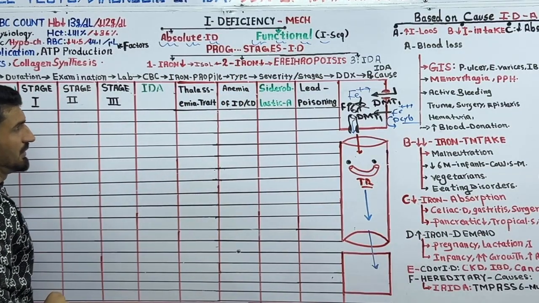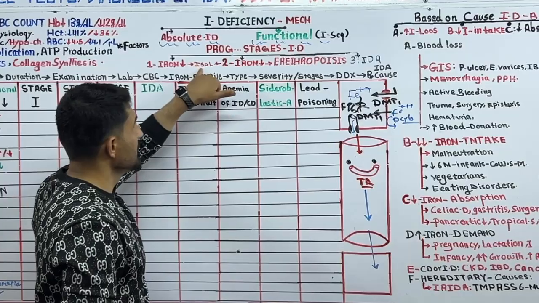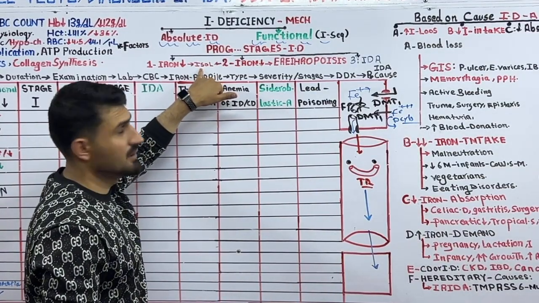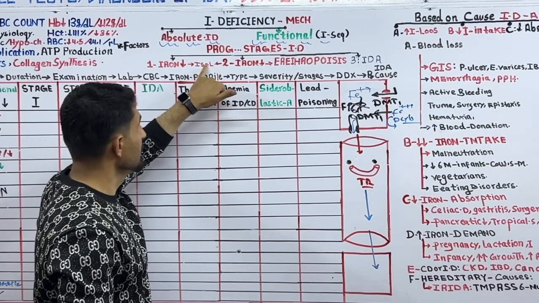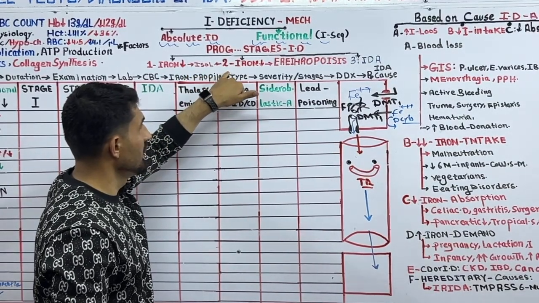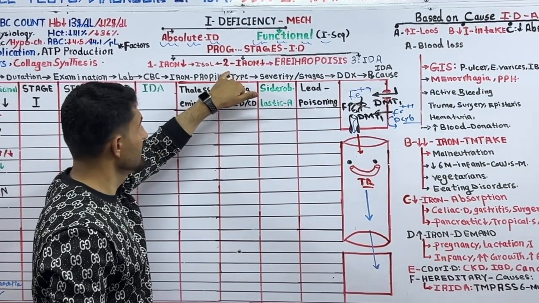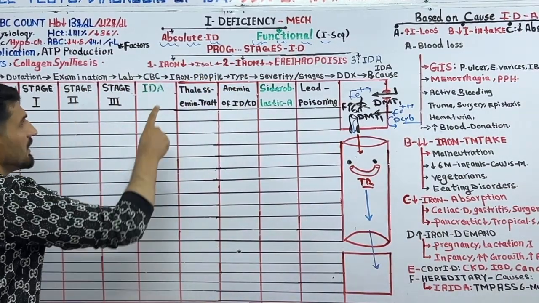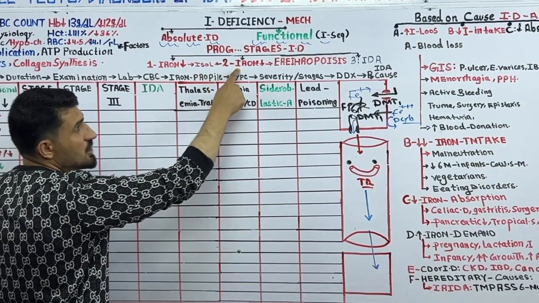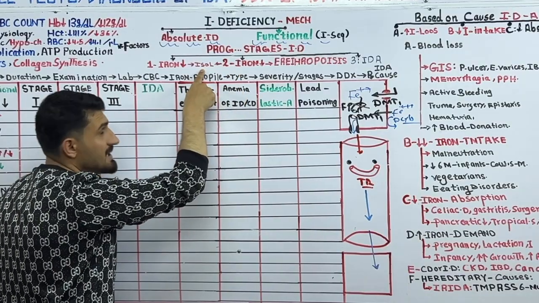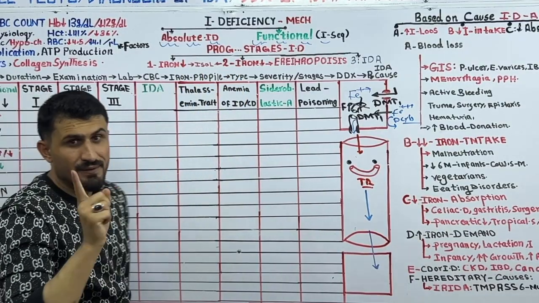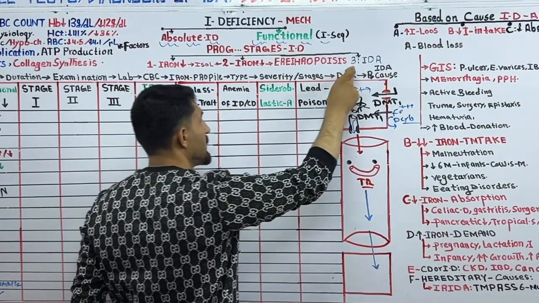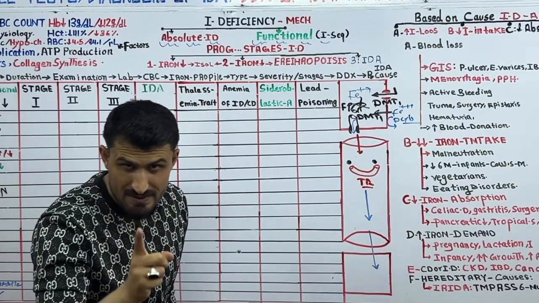These two stages are also called the isolated stage. In Harrison's Internal Medicine, these two stages are studied under the term isolated. So in stage 1 and stage 2, or in the isolated stage, we don't have iron deficiency anemia. But in stage 3, we have iron deficiency anemia.